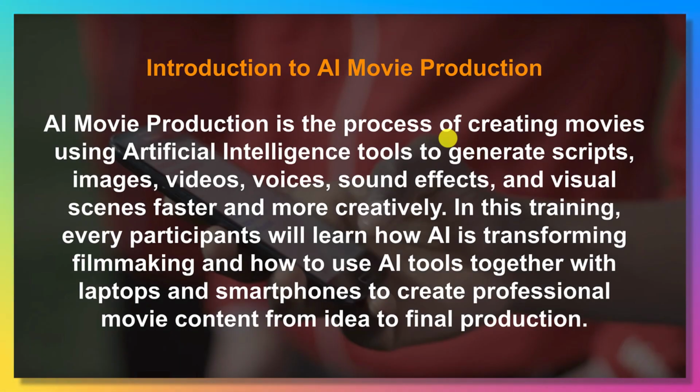First of all, we are doing the introduction today, the introduction of AI movie production. Like you see on our screen, AI movie production is a process of creating movies using artificial intelligence tools to generate script, images, videos, voices, sound effects, and scenes faster and more creatively.